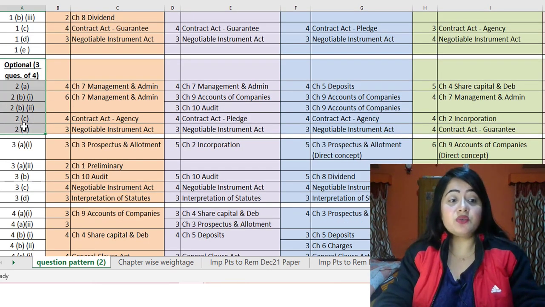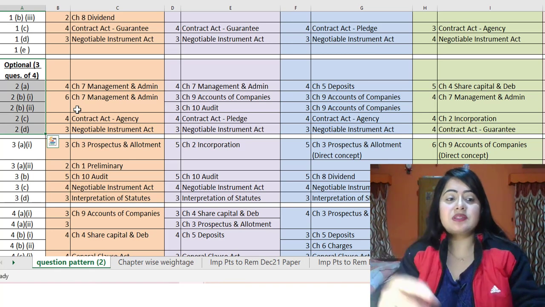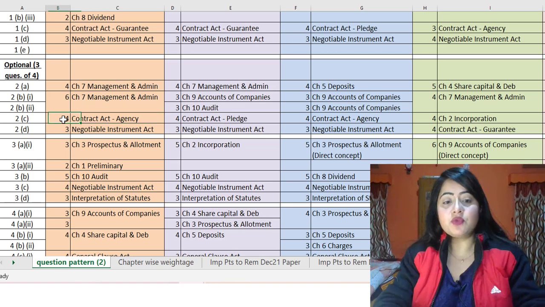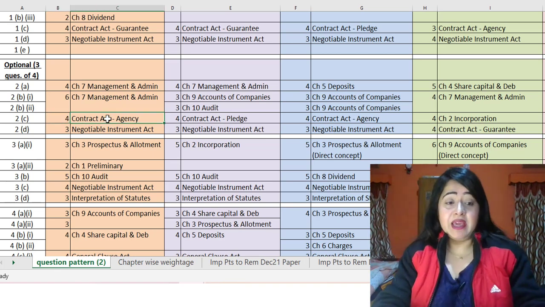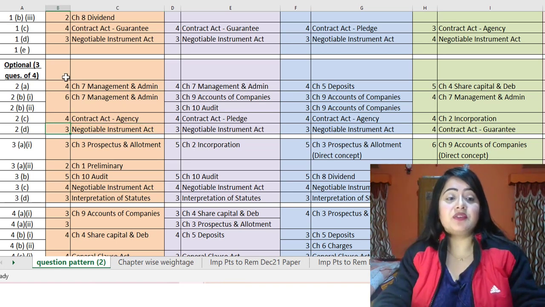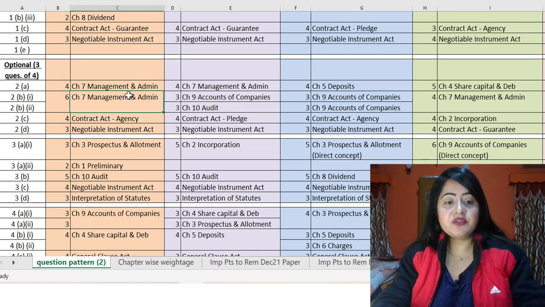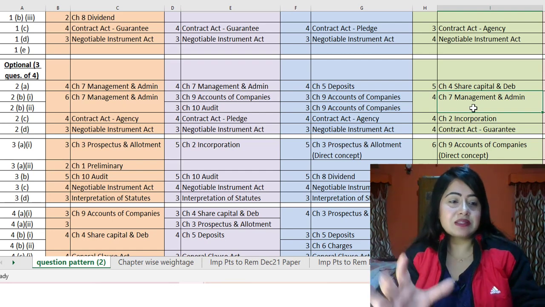Next, let's talk about the second question, which is one of the optional questions. Now in that also again you have 4 internal parts. Sometimes in one of the parts there are 2 subparts to it. Now in this the Contract Act is always coming for 4 marks. Again, sometimes it's agency, sometimes bailment and pledge, sometimes guarantee. And the Negotiable Instruments Act is also coming in question number 2 for 3 marks. Apart from that, the rest of the 10 marks is dedicated to the Companies Act. Generally, it is management and administration, or deposits, or accounts of the company, or audit. These are the chapters that are generally asked in this second question.